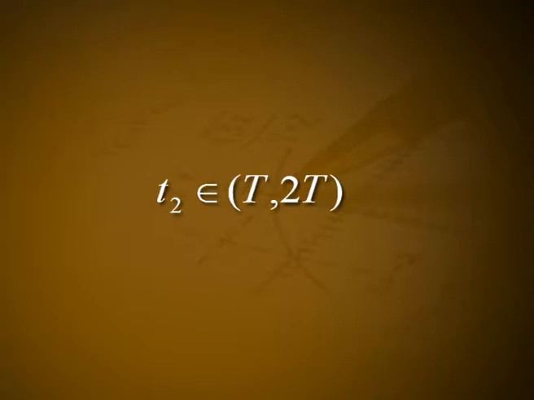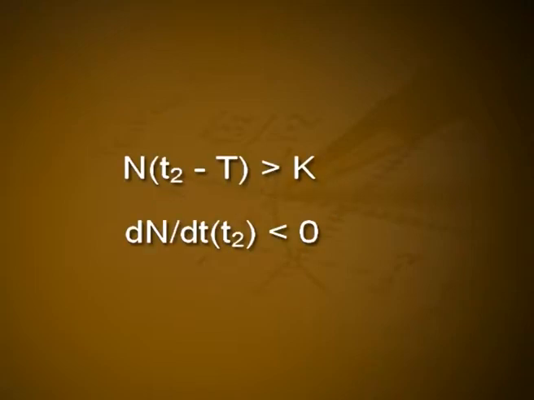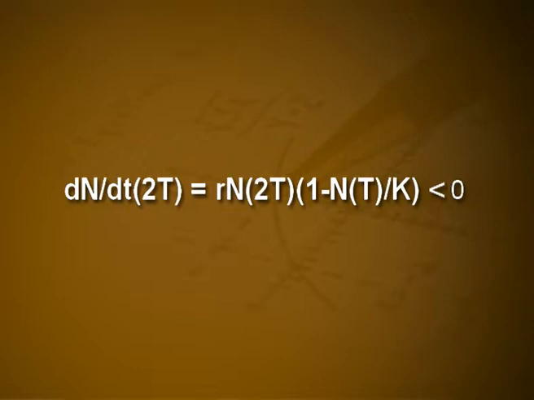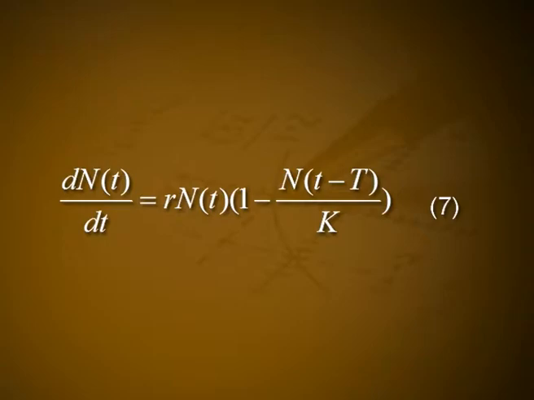Consider now a time t2 in the open interval T comma 2T. n(t2 minus T) is greater than k, and so dn/dt at t2 is less than 0 and n(t) decreases. At time t equal to 2T, n is still decreasing since its time derivative is not 0, because dn/dt at 2T is equal to r times n(2T) times 1 minus n(T) by k, which is less than 0 because of equation 7.